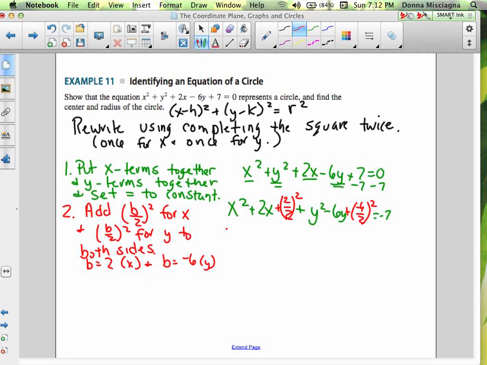So our goal here is to make each of these a perfect square, the x and the y, so that we can rewrite it like this. Now, if you do something to one side, you have to do it to the other. Otherwise, your equation won't balance. So I'm going to have to add 2 divided by 2 squared and -6 divided by 2 squared.